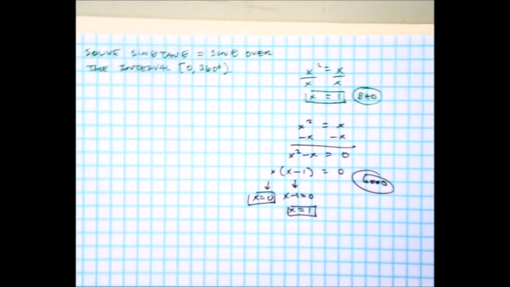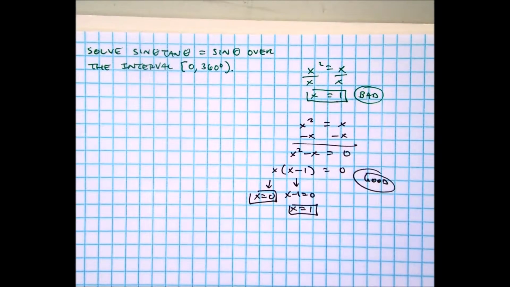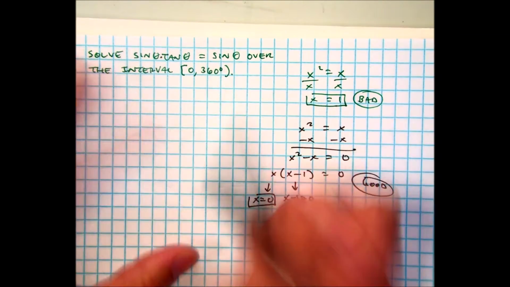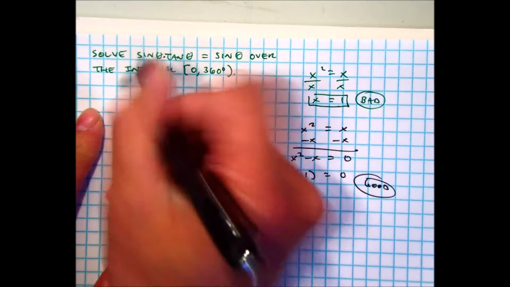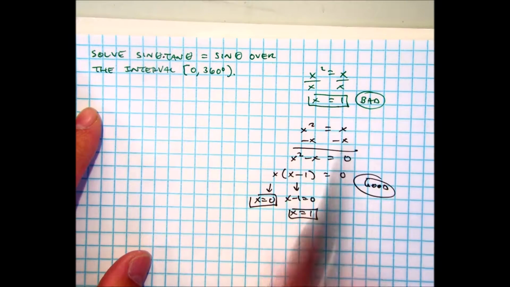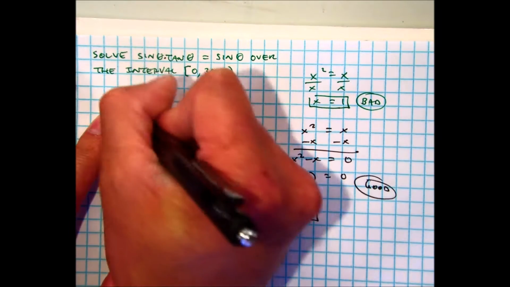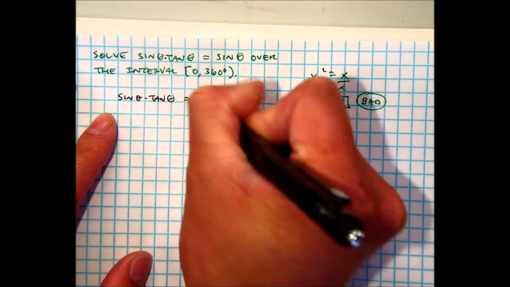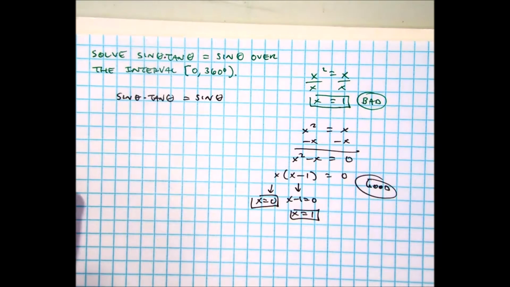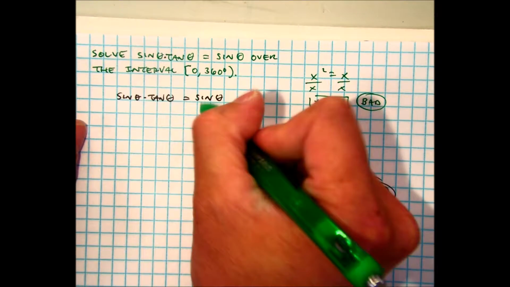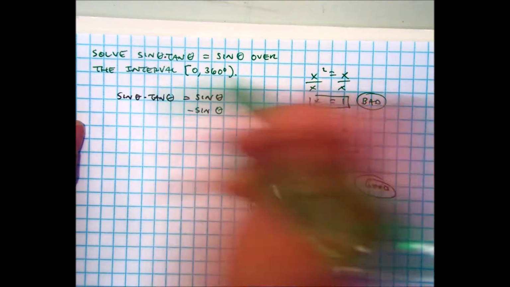Now, let's apply that to our trig equation. It says solve sine theta tangent theta, so this is together by multiplication, equals sine of theta. Class, are we going to divide both sides by sine? That's what? Bad, because it's actually going to eliminate a solution for us. So sine of theta times tangent of theta equals sine of theta. So class, what are we going to do to solve this? We're going to subtract sine of theta.